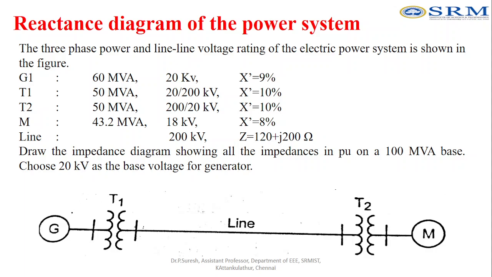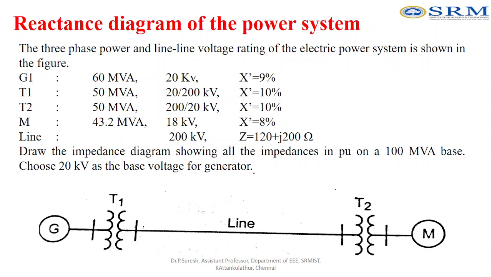So this power system consists of a generator and two transformers. T1 and T2 are the transformers. These two transformers are connected with the transmission line. So this is the transmission line, and the power is supplied to the motor. So basically we have 5 components in a power system here: generator, transformer 1, transmission line, transformer 2 and motor. So all these 5 components make up a power system.